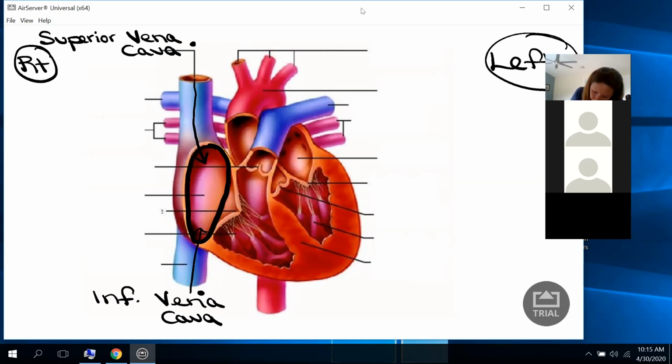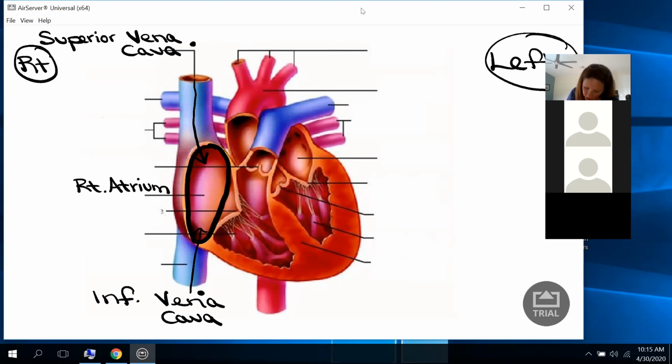So I'm going to label the right atrium. Sorry, atria is plural, so it's atrium, right there. And then the blood will move from that atrium and it goes down with gravity through this valve right here. The valve that's on the right side is known as the tricuspid valve.